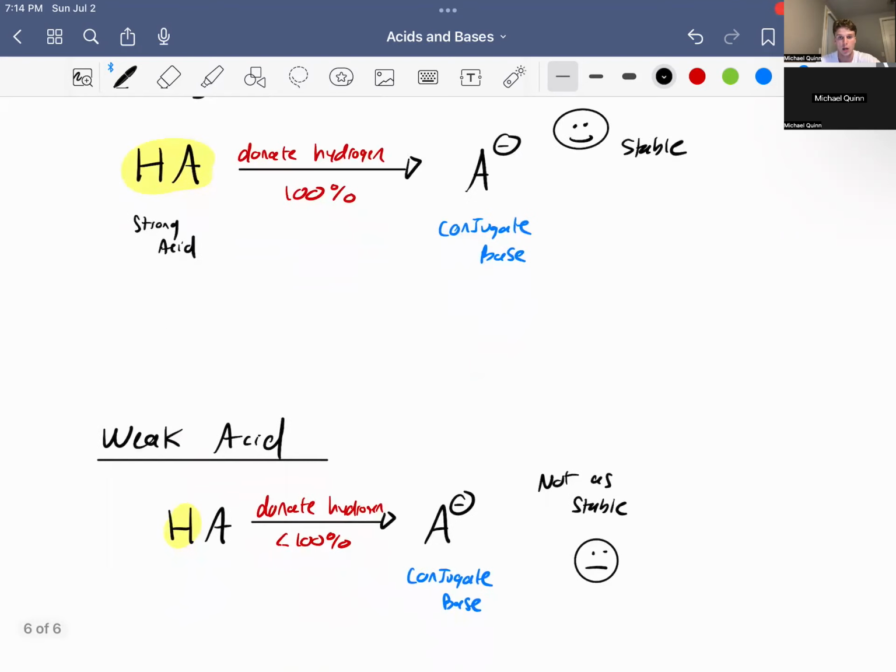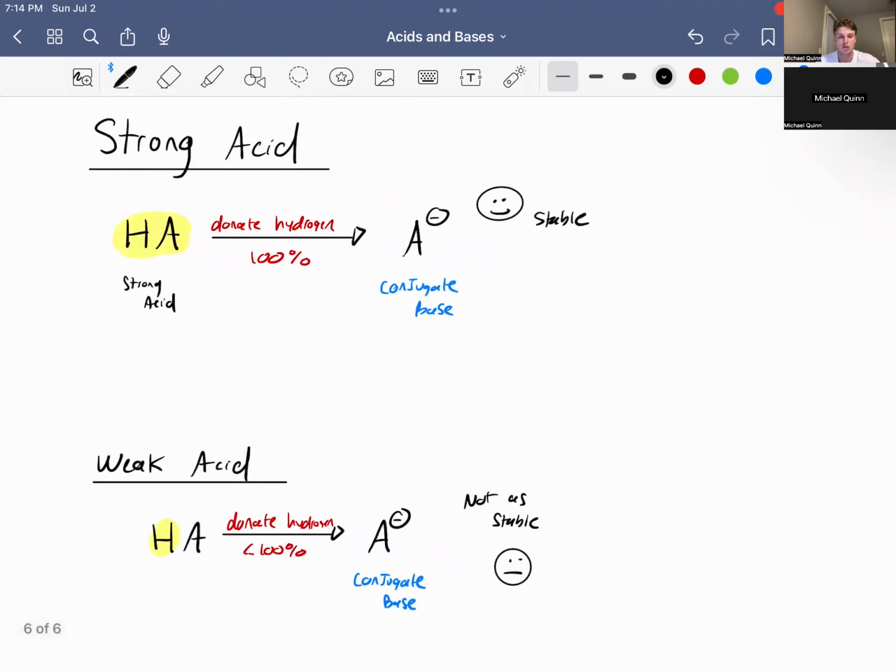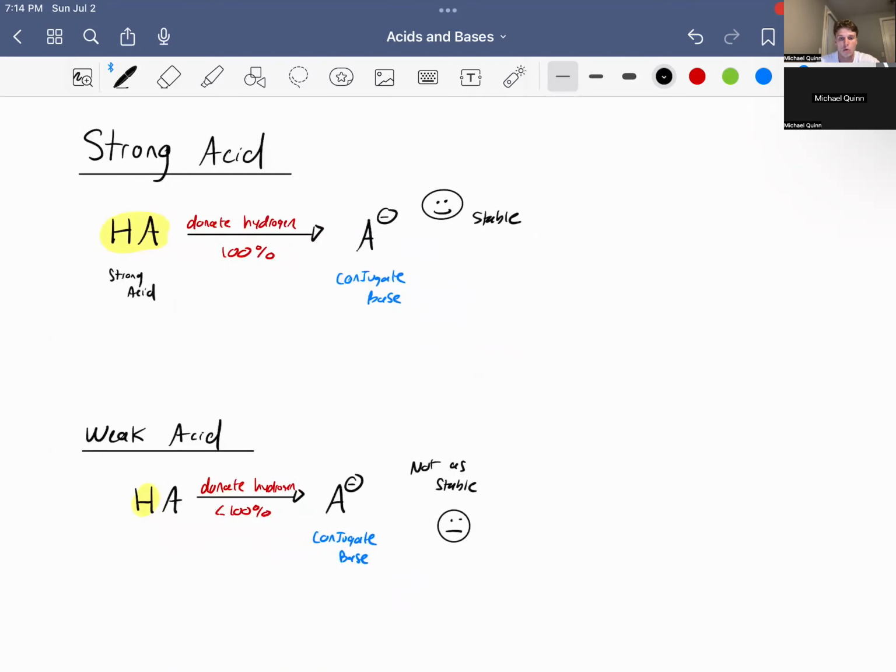So knowing the difference between a strong acid and a weak acid and understanding that it all has to do with the stability of the conjugate base is very important when you go to answer a question that has to do with acids and bases, because if you treat a weak acid like a strong acid or a strong acid like a weak acid, that will completely change how you approach solving this problem.